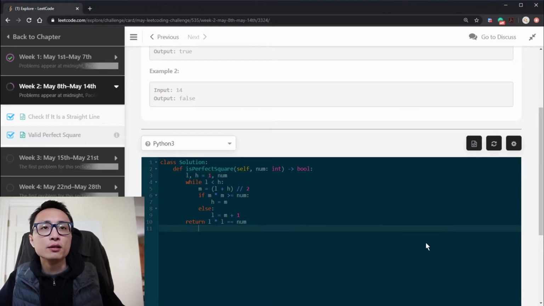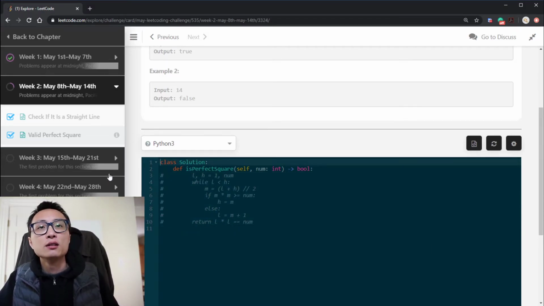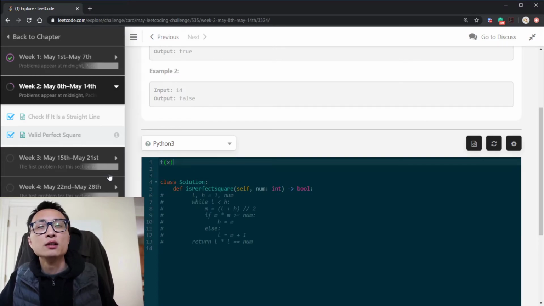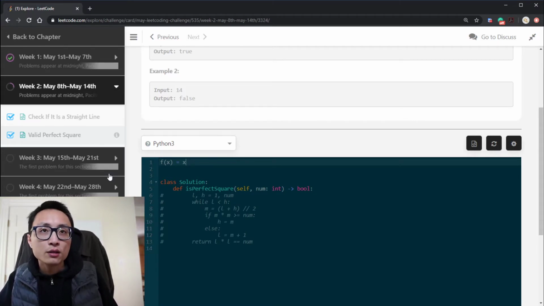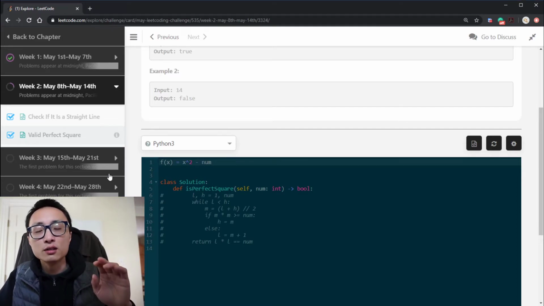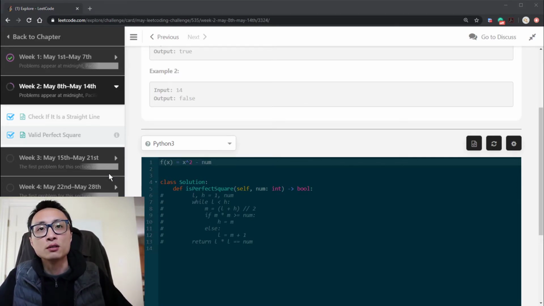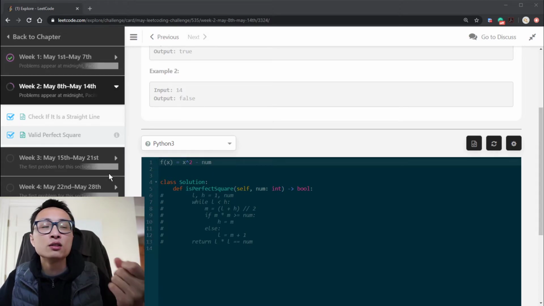Another solution is basically using calculus. What we want to solve here is a function of x, x squared minus the number, and we want to find the root of this equation. We set this to 0, move the number to the right, and the positive root of this equation is going to be the square root of the number, and we just test whether that x value is an integer or not.